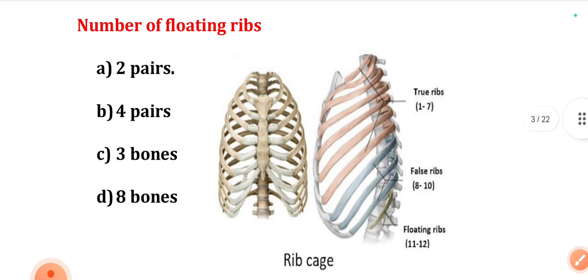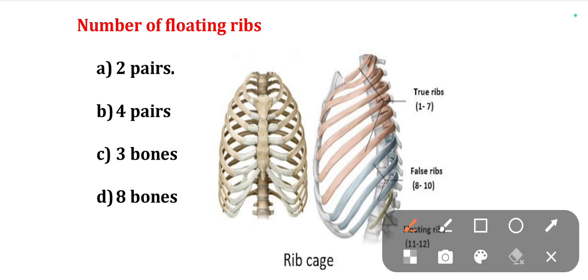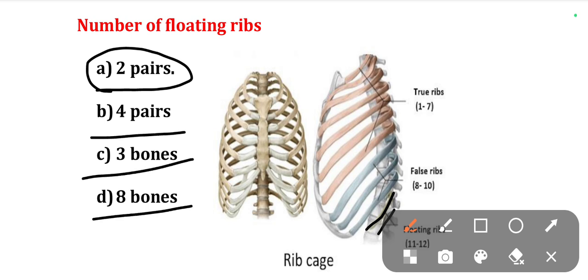The next one is the number of floating ribs. In our rib cage we have 12 pairs of rib bones. Among those, the last two pairs are the floating ribs. The number of floating ribs is two pairs. So other options are wrong. Two pairs are present in our rib cage, and those are floating ribs.